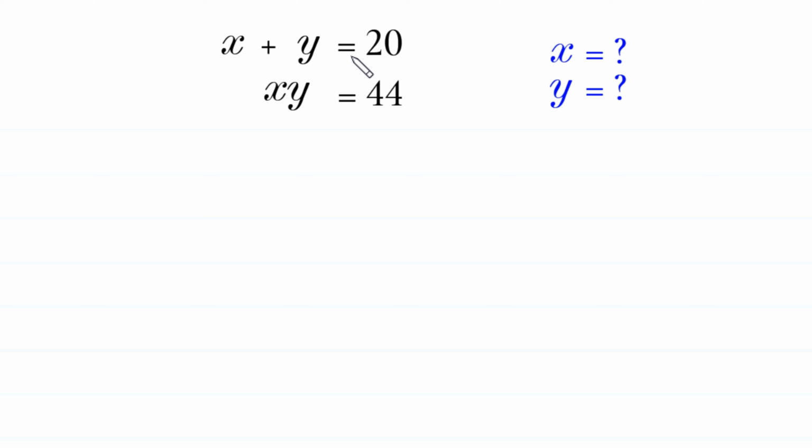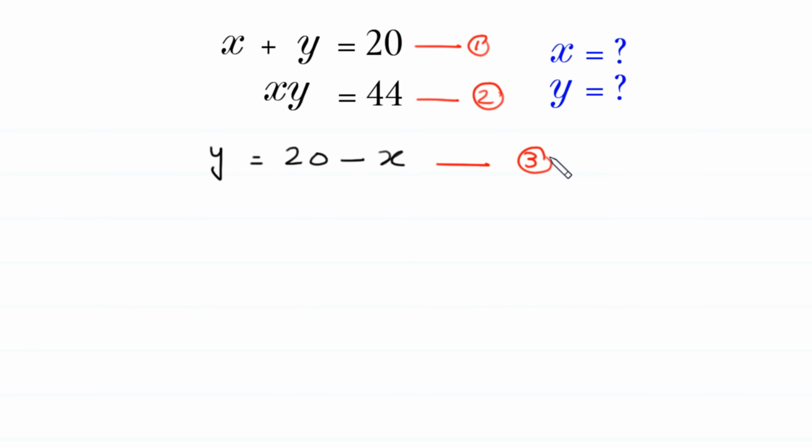x plus y is equal to 20 and xy is equal to 44. We name this equation 1 and this equation 2. From equation 1 we can find the value of y by moving this x to the right side. y is equal to 20 and we move this plus x to the right side, it becomes negative x. We name this equation 3.